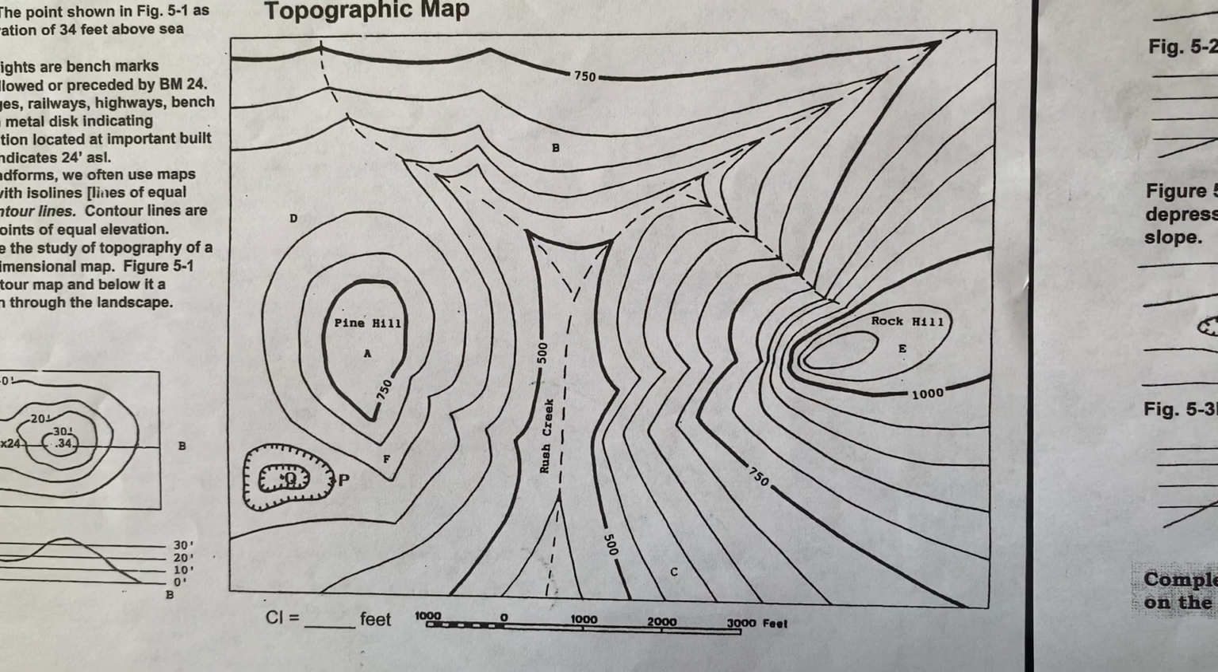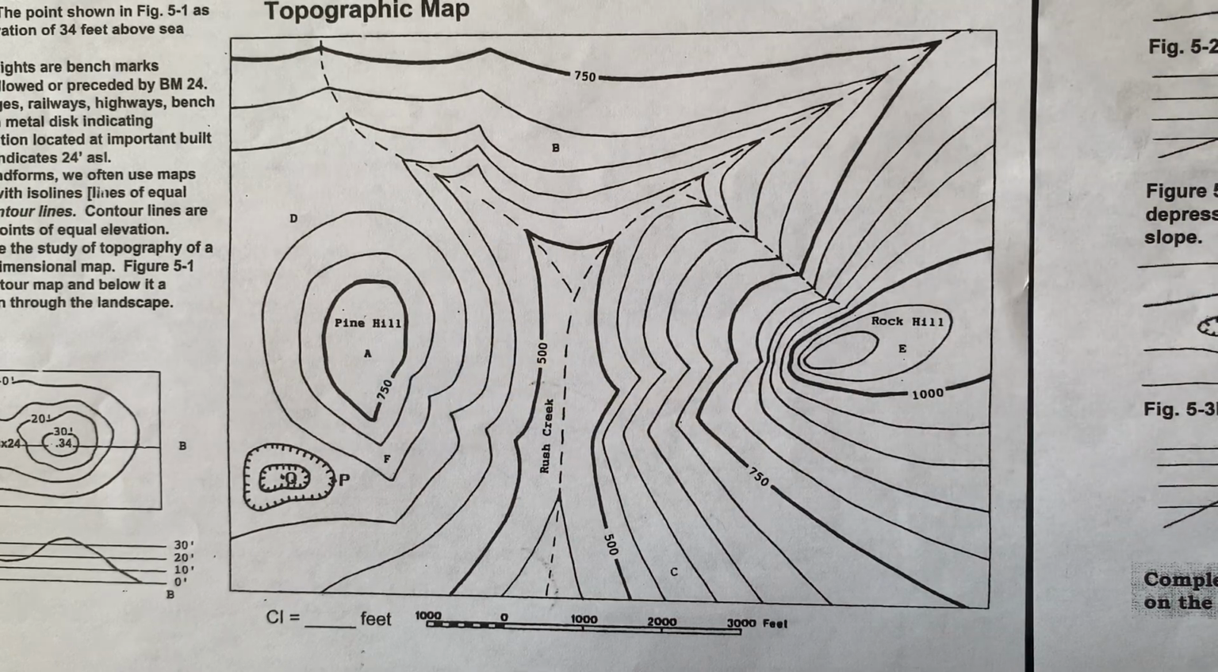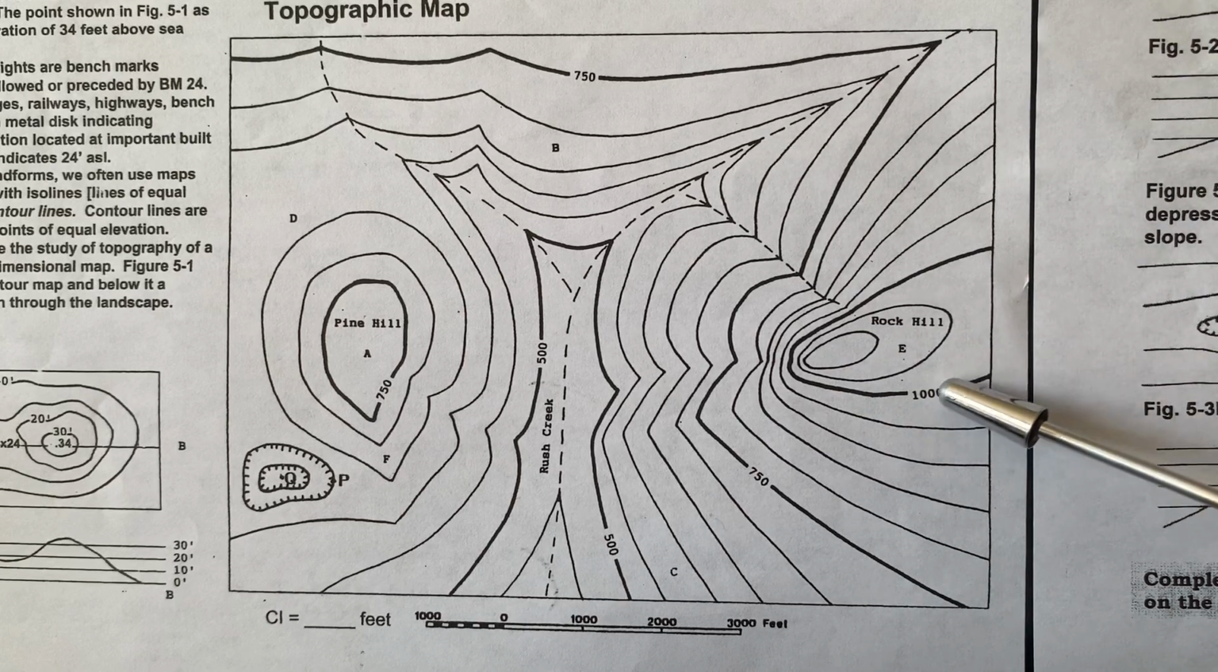Now which one is higher? Definitely Rock Hill. You see 750 here, and A will be 750 plus half a contour here, right? So plus 25, 775. And here, to find the elevation on the top of Rock Hill, we have to go with the number we have here, which is 1000. For each line, we have to add 50. And for the top of the hill, 25.